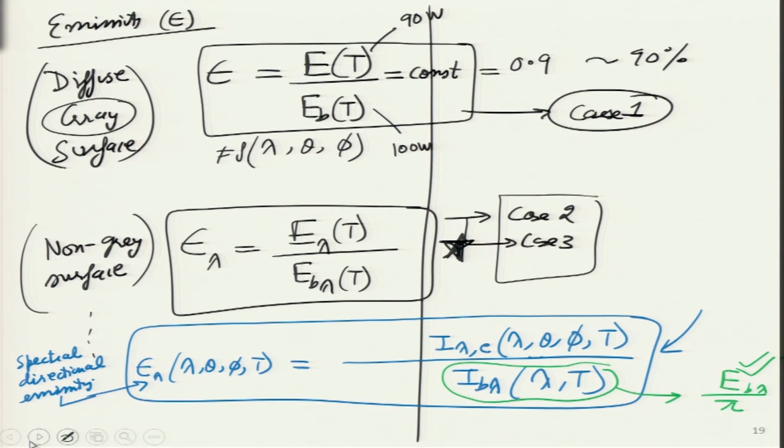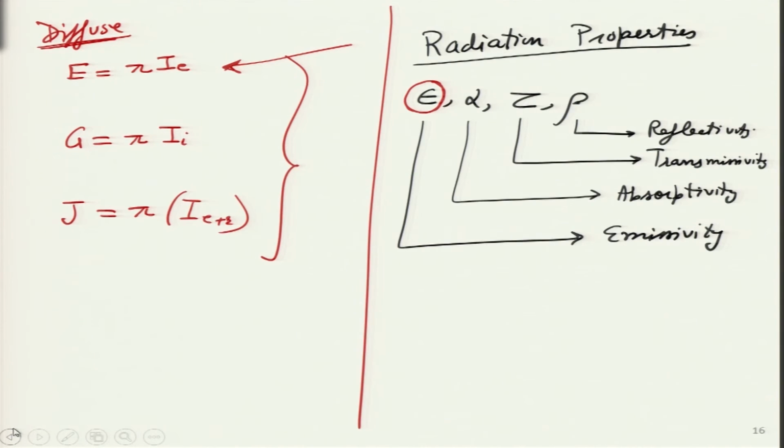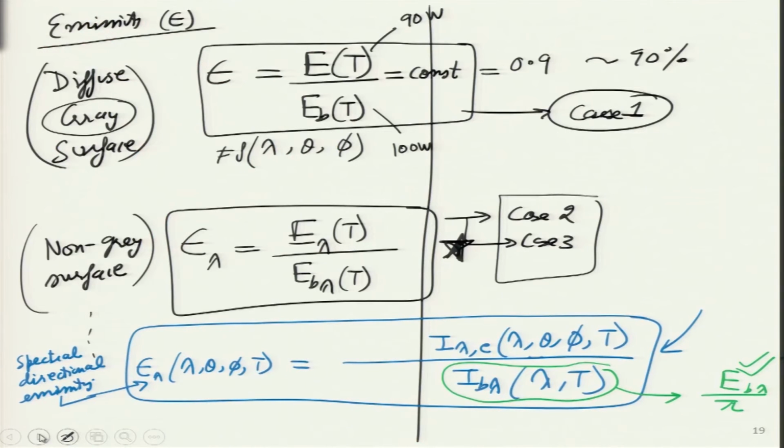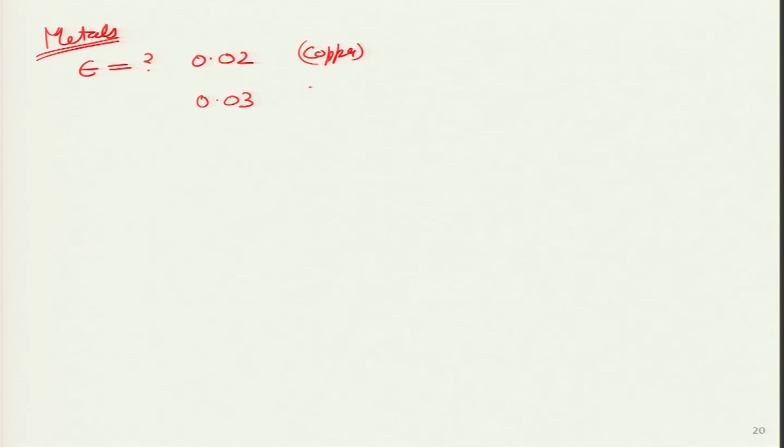So, I hope with that understanding, the first parameter that we wanted to look at, the radiation property, we have looked at very nicely, and maybe I can also give some numbers so that students may get some idea about these for different materials. There are certain materials which have very low emissivity values, such as metals. If you look at metals, the emissivity values are something like 0.02 for copper, and for gold also it is a very low value.